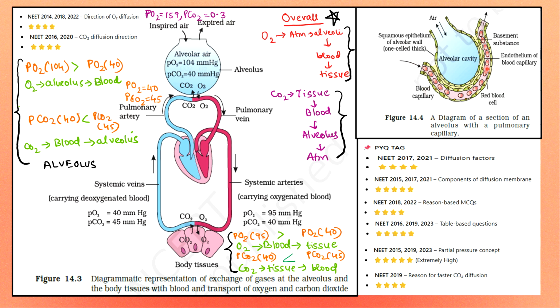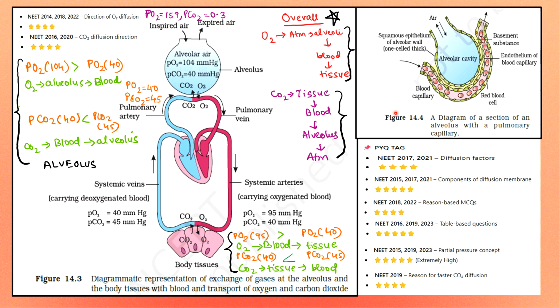Then another layer it will cross, in between the capillary and the alveolus, is the basement membrane for both the alveolar cavity and the endothelium, which is marked in yellow. So this also they have to cross. Then finally it has to cross the endothelium of the blood capillary. So these are the 3 layers through which the gases have to diffuse. So I hope you are very clear about the diffusion membrane.